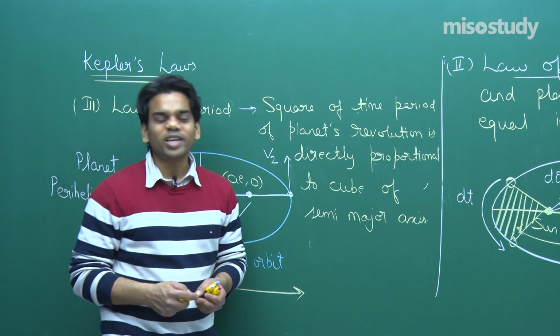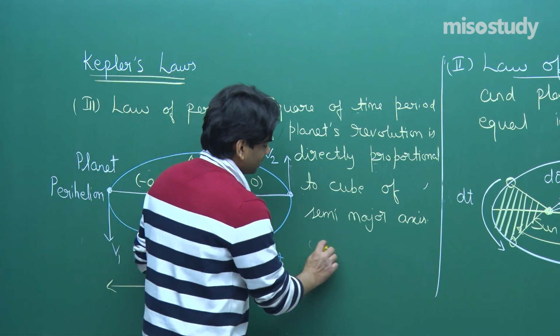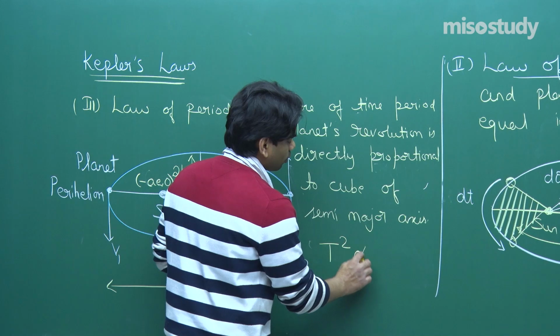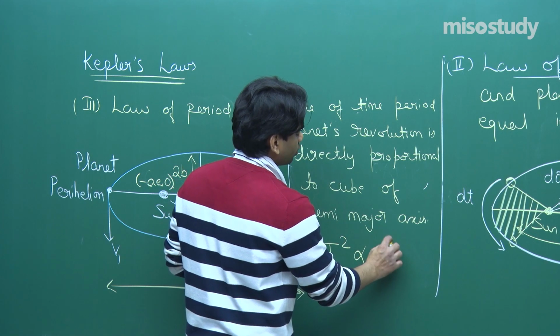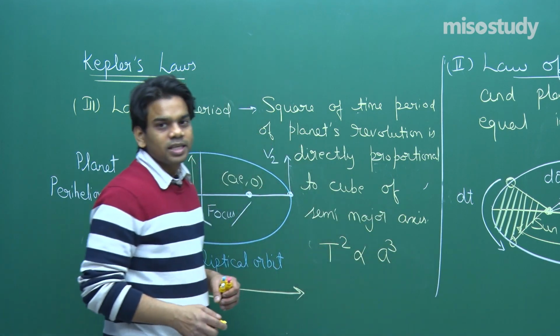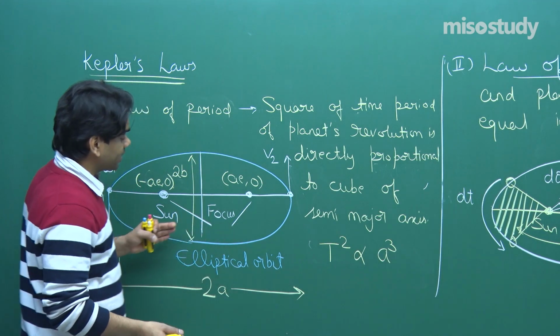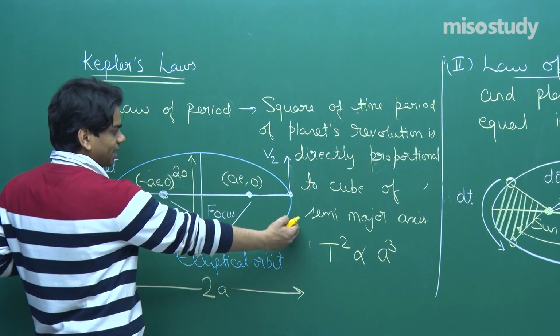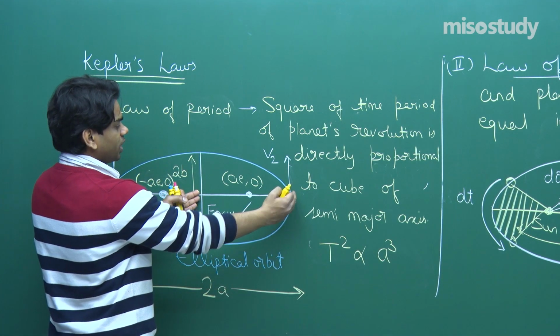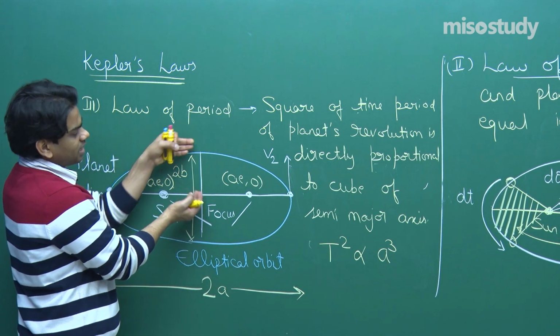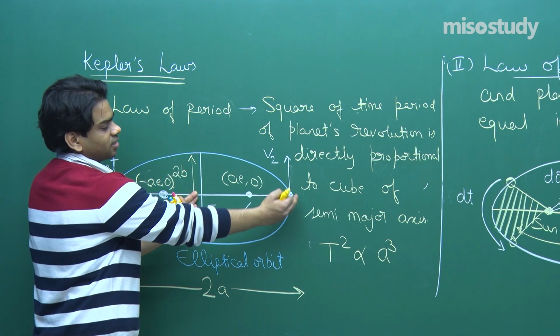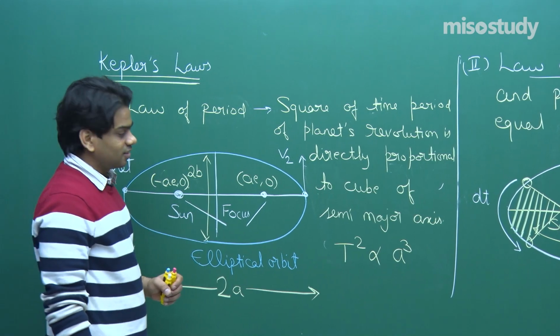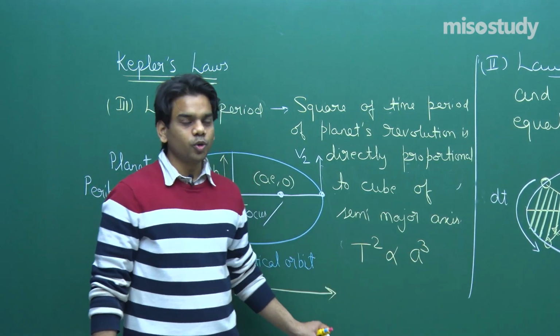It says the square of the time period. Now see, the square of the time period is what? T squared is proportional to the semi-major axis, that is, it will be proportional to a cubed. This is what the law states, because the semi-major axis here, we have taken the total length of the axis as 2a, so the semi-major axis will be a, and this is the semi-minor axis, that is b. So T squared is proportional to a cubed.